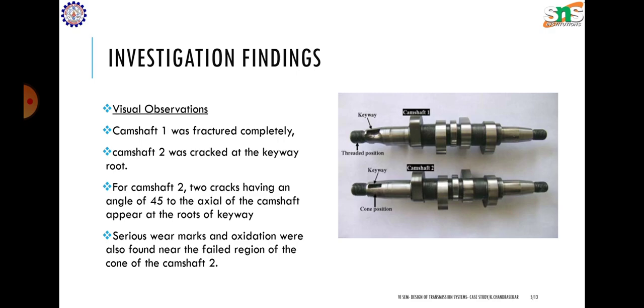For camshaft 2, two cracks at an angle of 45 degrees to the axis of the camshaft appear at the roots of the keyway.